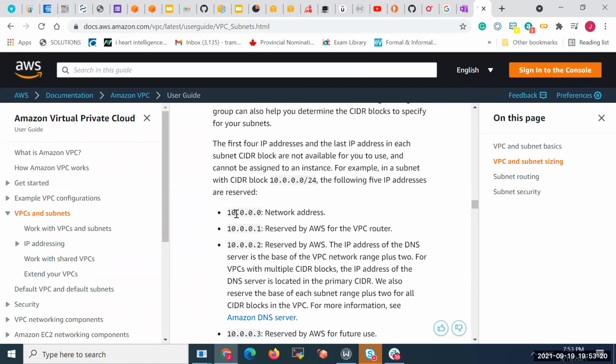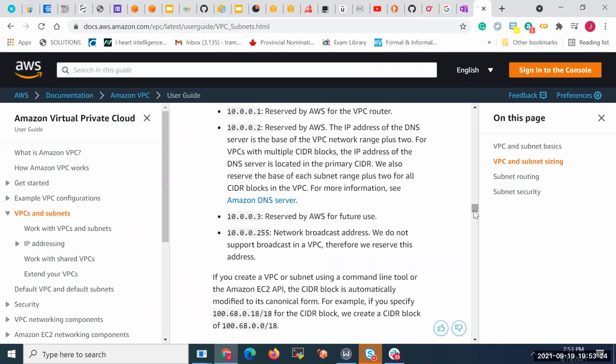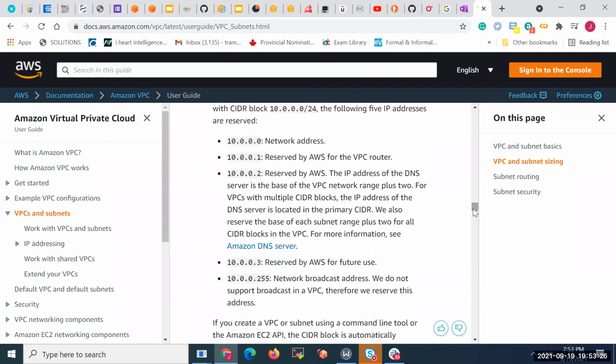So you can see here which one is reserved for which. I'll leave it for you as your note to remember. There's not much to talk about when you just have to memorize by heart. When you see .0 is the network address, and .1 is reserved for the AWS VPC router, these you have to learn by heart. There's nothing much to talk about.